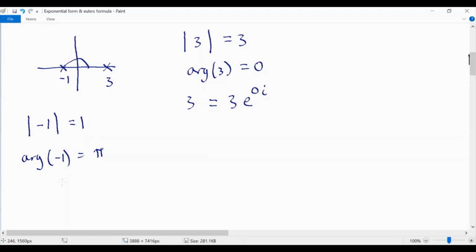So therefore, if we're trying to write -1 in exponential form, we're going to get 1 lot of e to the pi i. Wow.